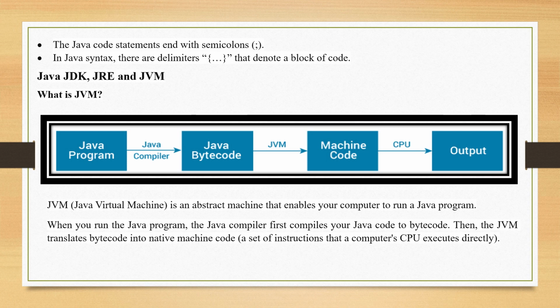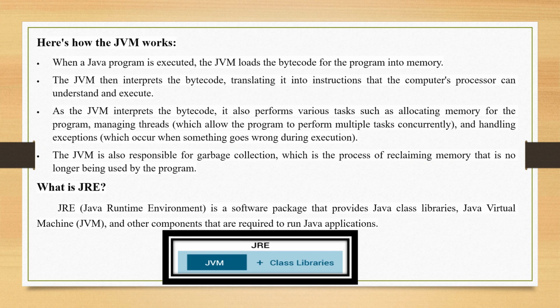First, what is JVM? JVM full form is Java Virtual Machine, which refers to an abstract machine which enables your computer to run a Java program. First, when the Java program runs, the Java compiler compiles the entire Java program into the bytecode. Then once the bytecode is converted, the JVM converts the bytecode into machine code.